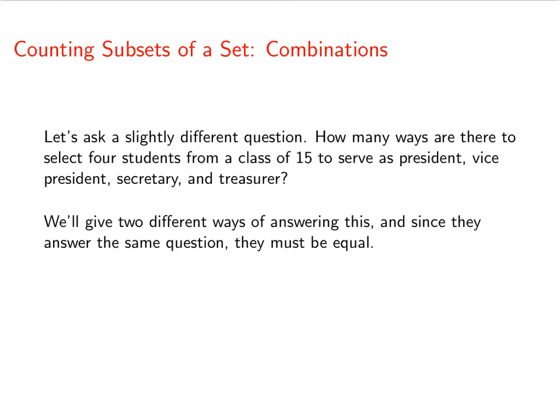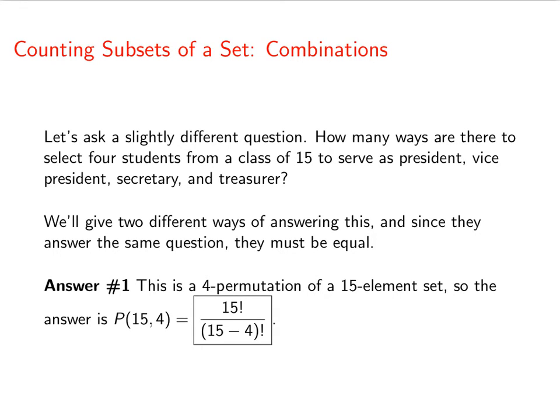What we're going to do is answer this question twice in 2 different ways. And since they're answering the same question, they have to be equal. Okay, answer number 1 is that this is just a 4-permutation of a 15-element set. And we know how to count that. That's P(15, 4). So that's 15 factorial over (15 minus 4) factorial.